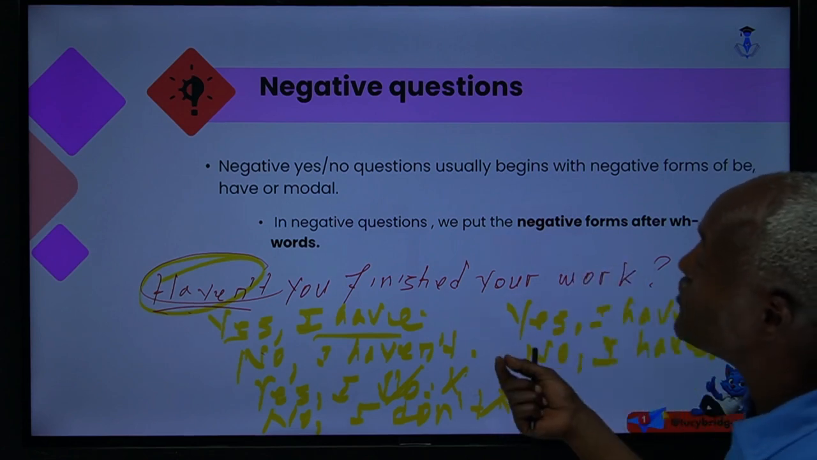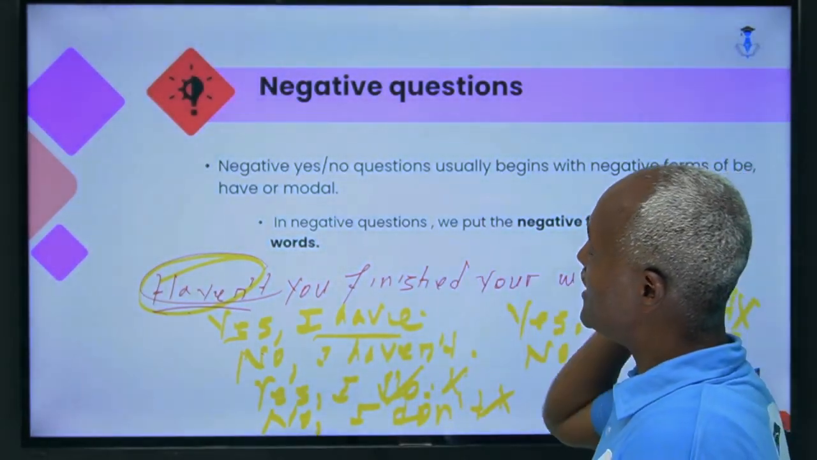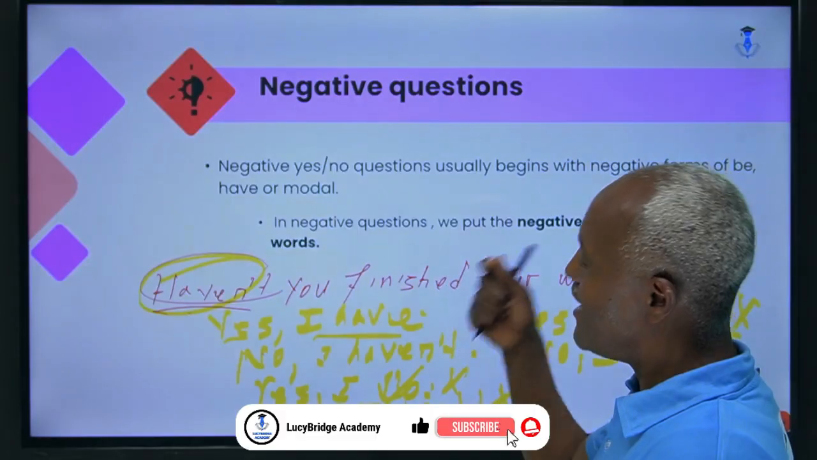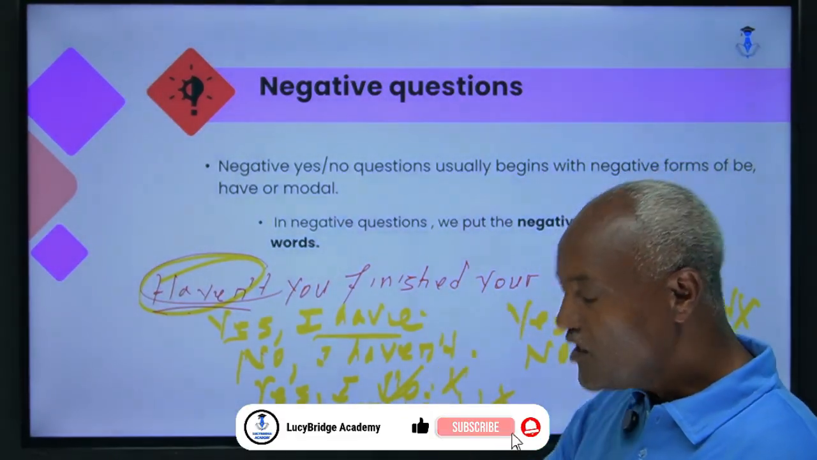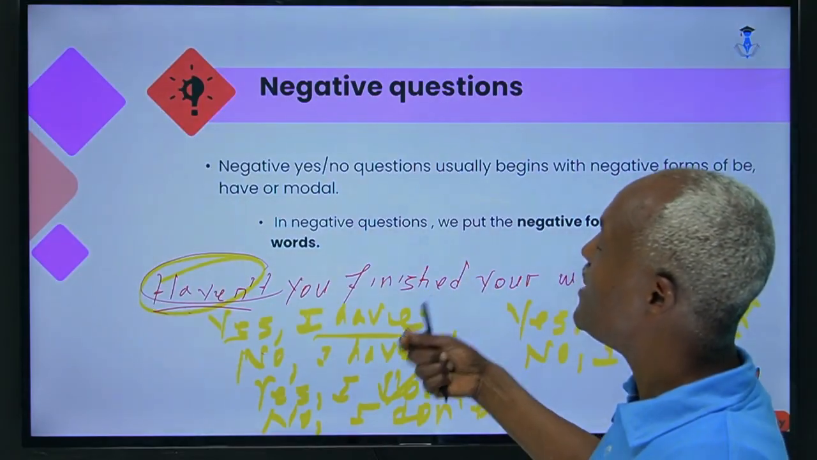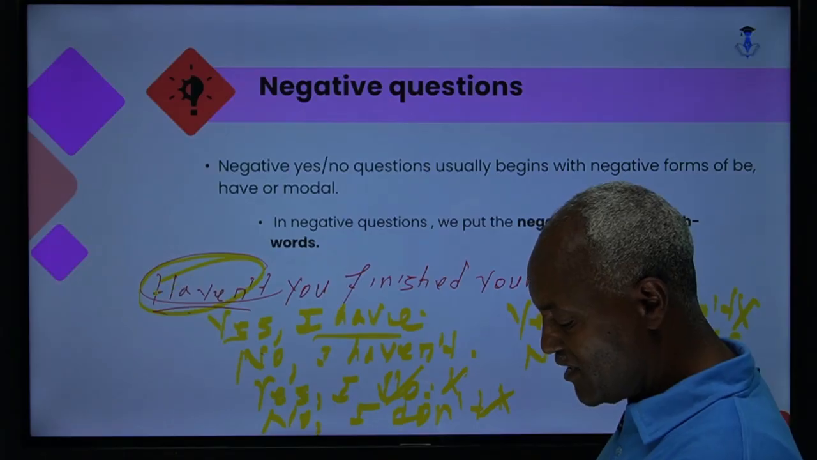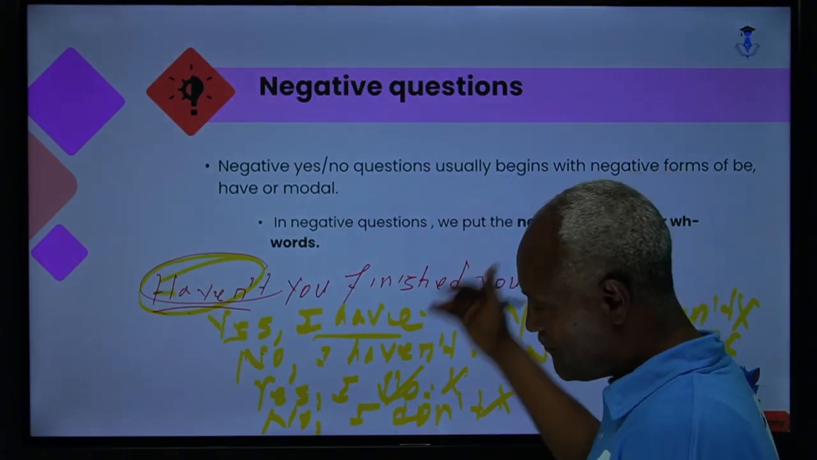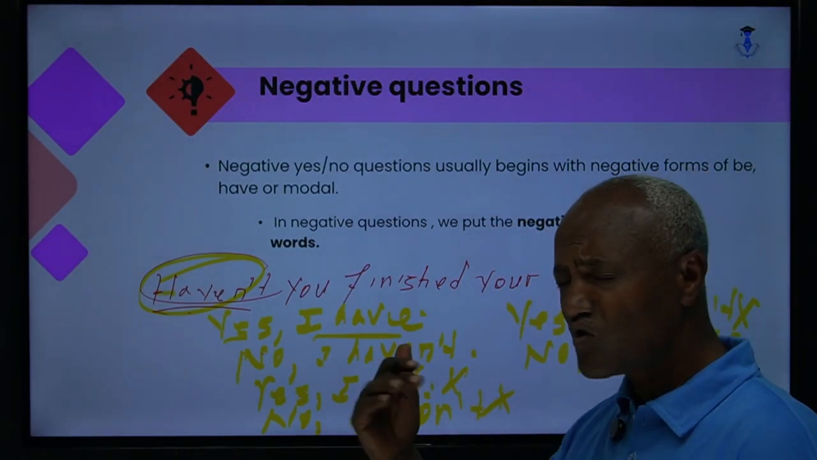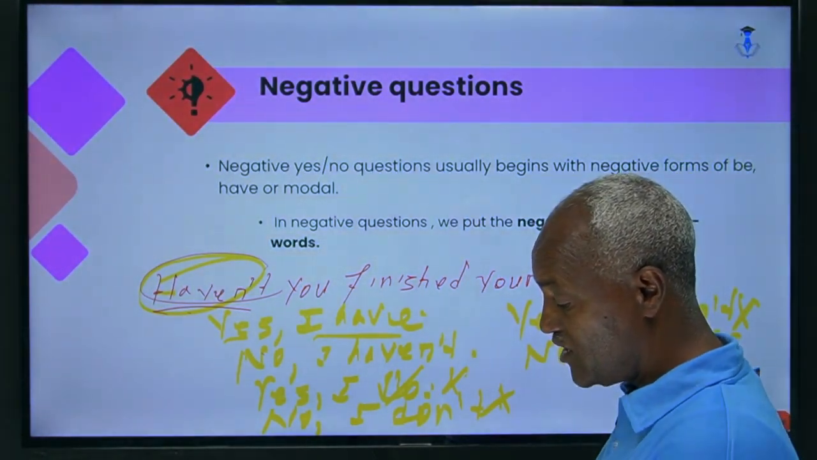When you give a response, if the positive is real, you say yes. If the negative is real, you say no. And at the same time, when you give a response, you use the auxiliary verb that made the question. For instance, here, it is made with have, and then we have to give the answer with have. Most of the time, 90%, 99%, you have to use this one.